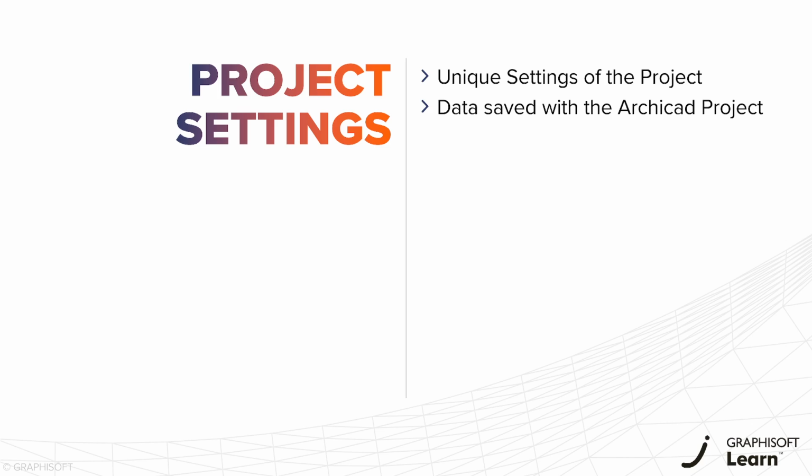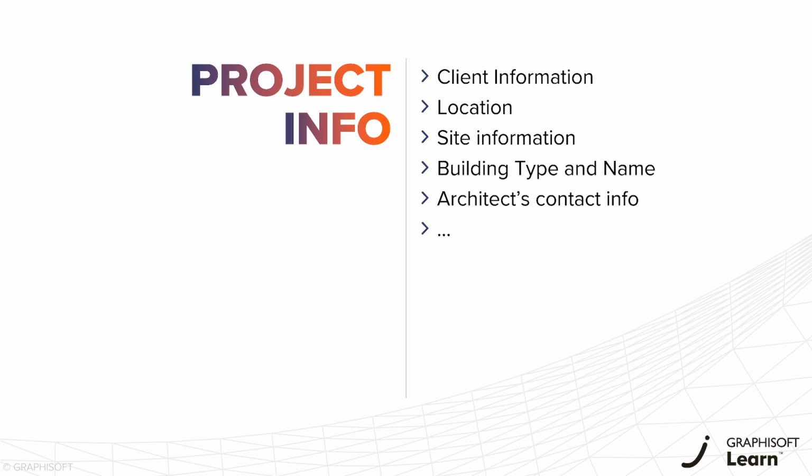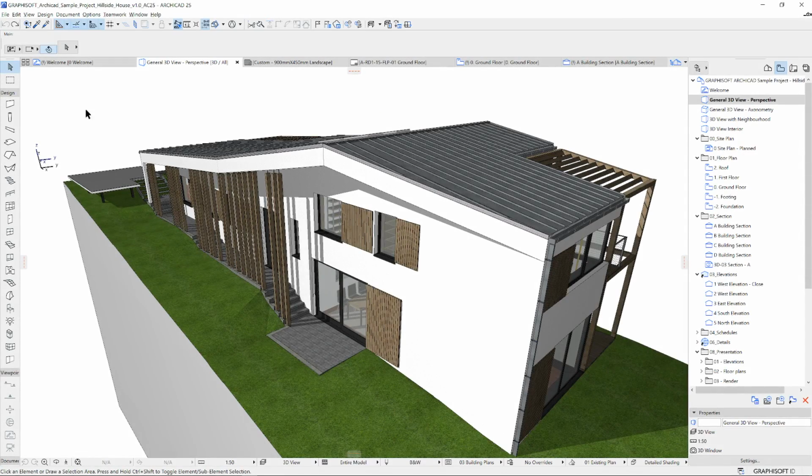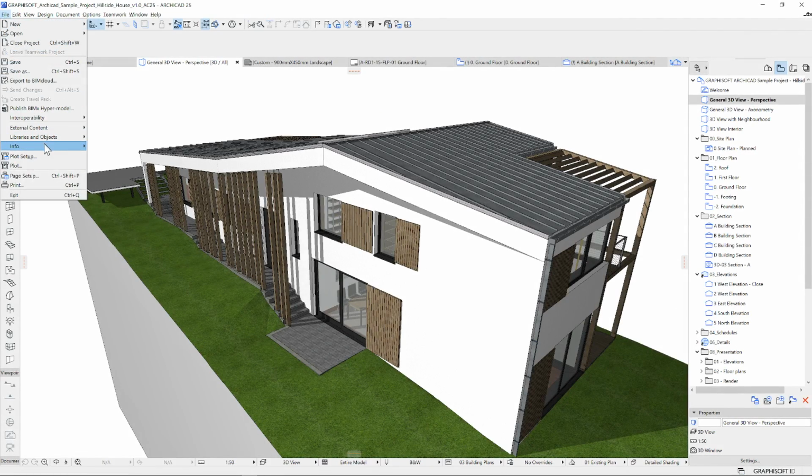There's a lot of information available about the project already when you haven't even started designing it. You know the client's name, the location and site information, the name of the building, and so on. Storing all this information within Archicad instead of a piece of paper is a good idea, because you can use this information later on for project documentation and delivery. To register the data, you need to go to File, Info, and Project Info.